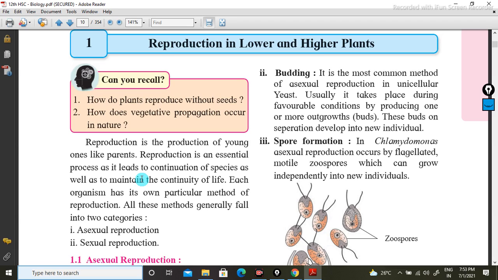So basically, reproduction is a metabolic process in which young ones are produced, and these young ones look like their parents. This is the basic definition of reproduction.